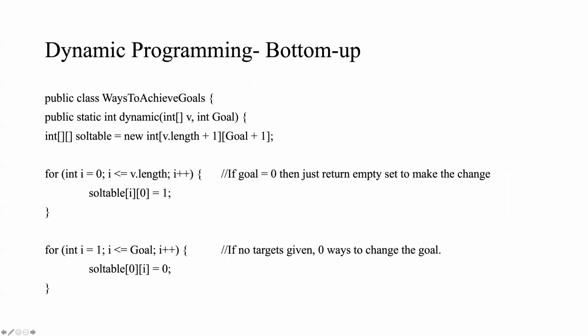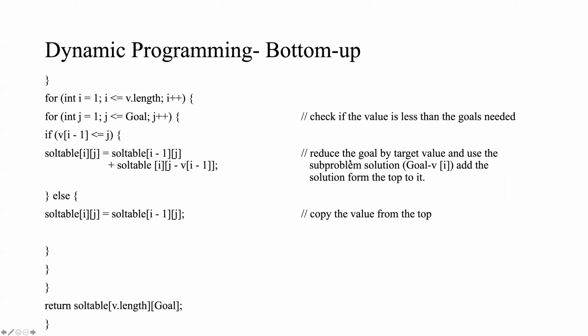And let's jump to the code of the dynamic programming and check this part. If the goal equals 0, then just return the empty set to make the change. And if no targets are given, there are 0 ways to change the goal. You can see right here, we have a solution table, which means, just like I said, we will store every solution in the table, so we won't need to calculate it twice.